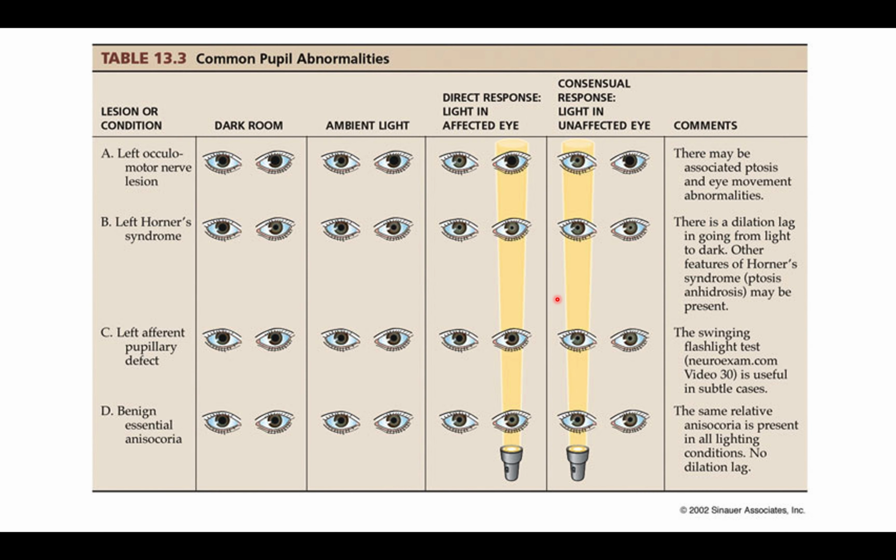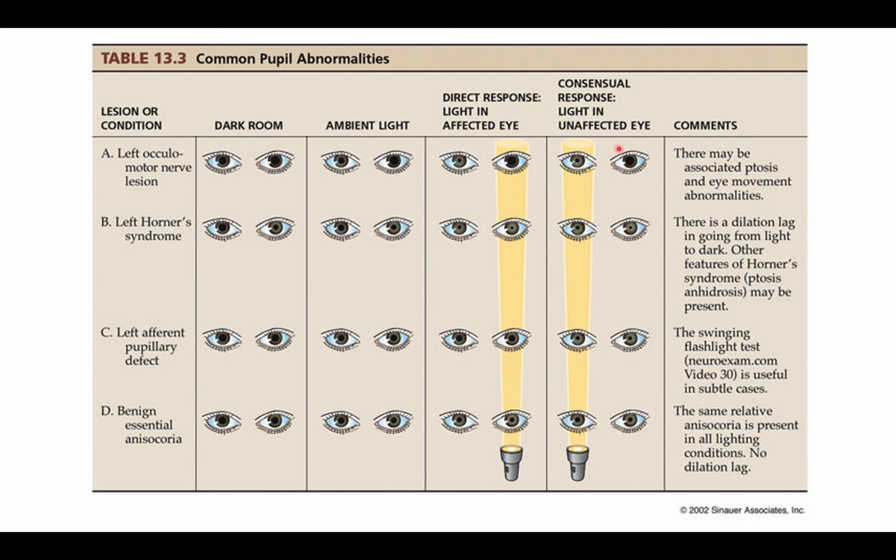And this table is demonstrating common pupil abnormalities. For example, the left oculomotor nerve palsy, or left third cranial nerve palsy. As you see, in the dark room both pupils are dilated, but when we shone the light in the affected eye, it is still fixed and dilated. Even when we shone the light in the unaffected eye, it is still fixed.